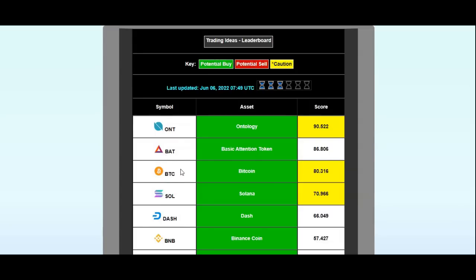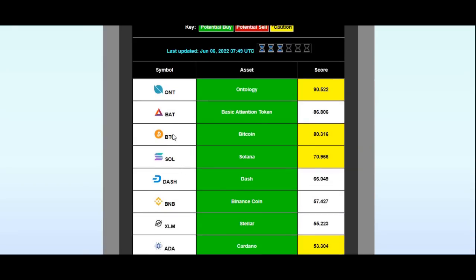Let's look at some of these, okay? Let's look at some of these right here that have a cautionary sign. This is Bitcoin, okay? Let's pull up a chart.